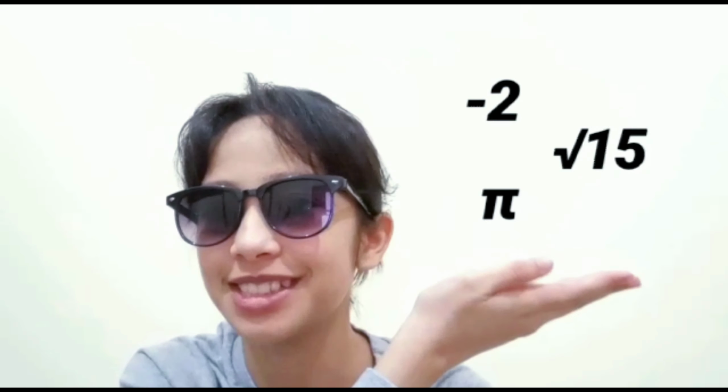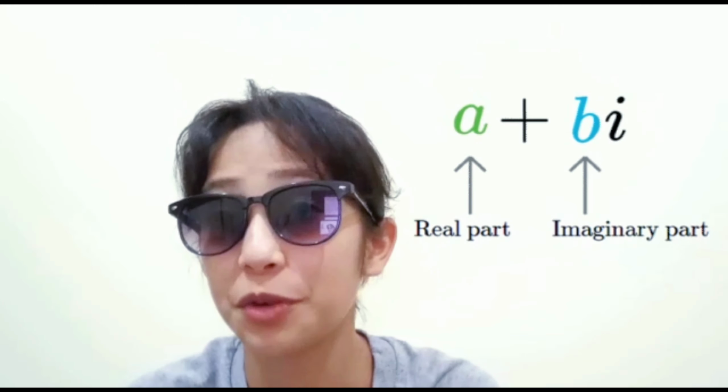If you're wondering, what's the difference between other numbers? Well, for real numbers, you have this. For pure imaginary numbers, you have that. And then this is a complex number. A complex number consists of a real part and an imaginary part.